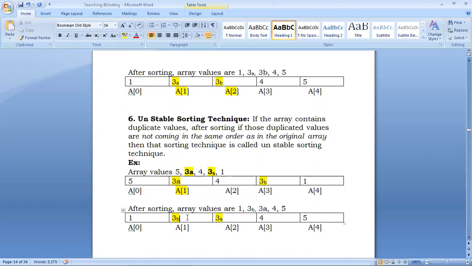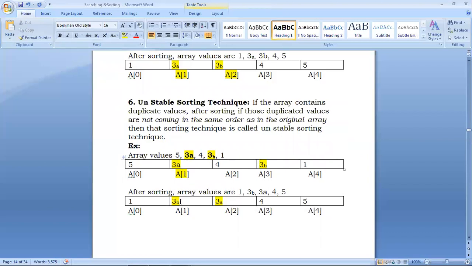Here the order is changed compared to the original values. What is the original order? The first duplicate value is 3a, the second duplicate value is 3b. In the original array, after sorting, 3b, the second duplicate value, is coming before the first duplicate value 3a. So this type of sorting technique is called an unstable sorting technique. Hope you understand this one.